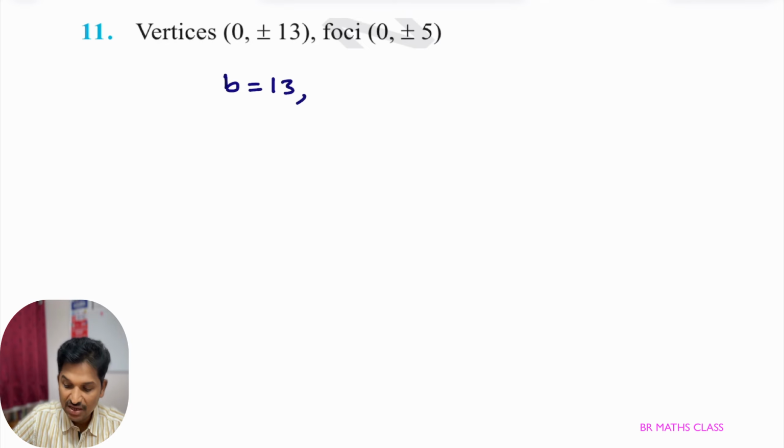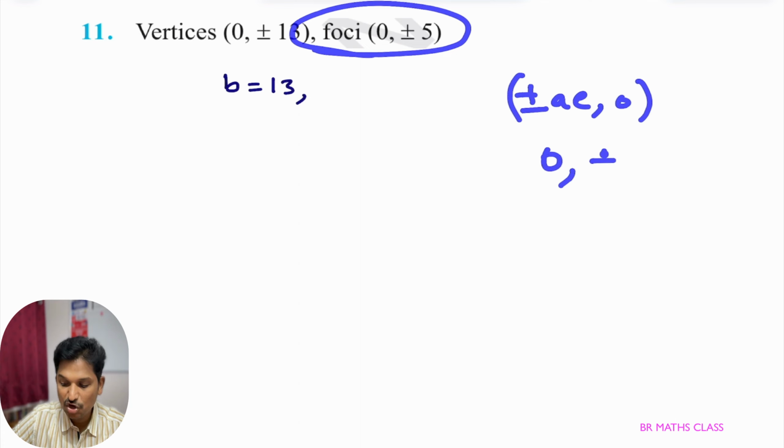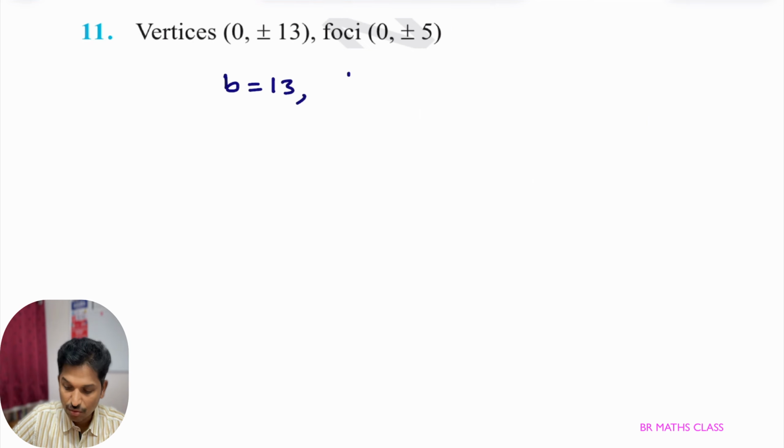Okay. And you see here foci. For foci, two formulas are there. One is plus or minus a comma 0. Another one is 0 comma plus or minus be. So this is of this form. So we can easily say that be is 5. So be is 5. What do you want to find? You want to find the equation of the ellipse. If you want to find the equation of an ellipse, you need the a value and b value. The b value is already there here. Now you need to find the a value.